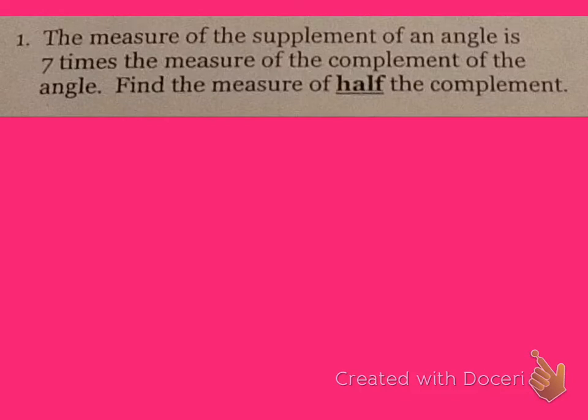So number 1 is one of those problems where you want to translate the sentence directly into an equation, and we're going to do it piece by piece. The first sentence says, the measure of the supplement of an angle is 7 times the measure of the complement of the angle. Anytime we see the expression measure of the supplement of an angle, that just really means the supplement. And what we always want to use to represent the supplement is 180 minus x.